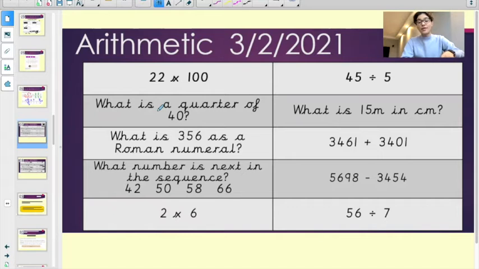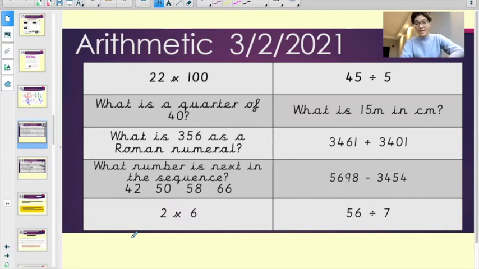22 times 100. What is a quarter of 40? What is 356 as a Roman numeral? What number is next in the sequence? 42, 50, 58, 66. 2 times 6 equals 45 divided by 5. What is 15 meters in centimeters?